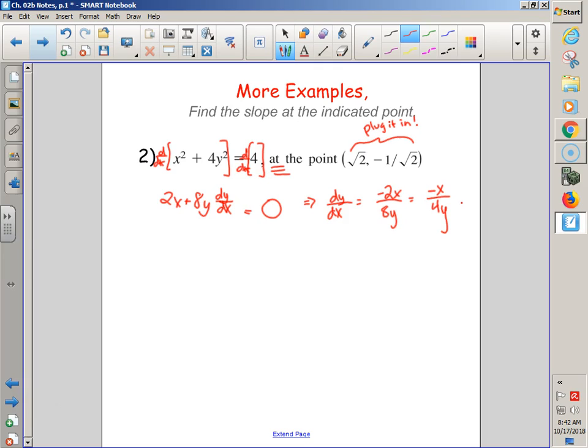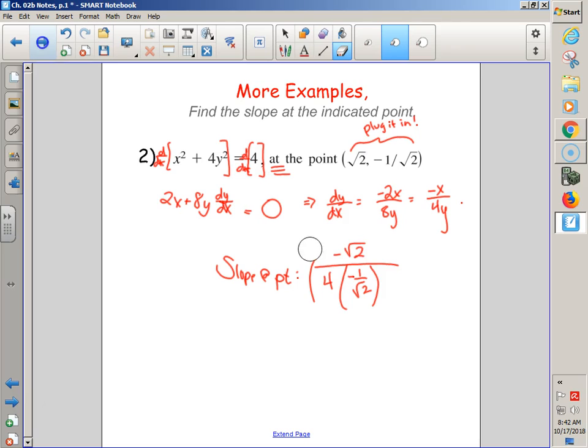Or we would have gone and plugged in the x way back here and found the y and then plugged in. Just because it's implicitly defined doesn't mean that you can't still plug in an x and find a y. Anyway, they did give us an x and a y, so therefore we can say the slope at the point is what? Negative root 2 all over 4 times negative 1 over root 2. If this was a long answer, what should you do? Box it and be done.